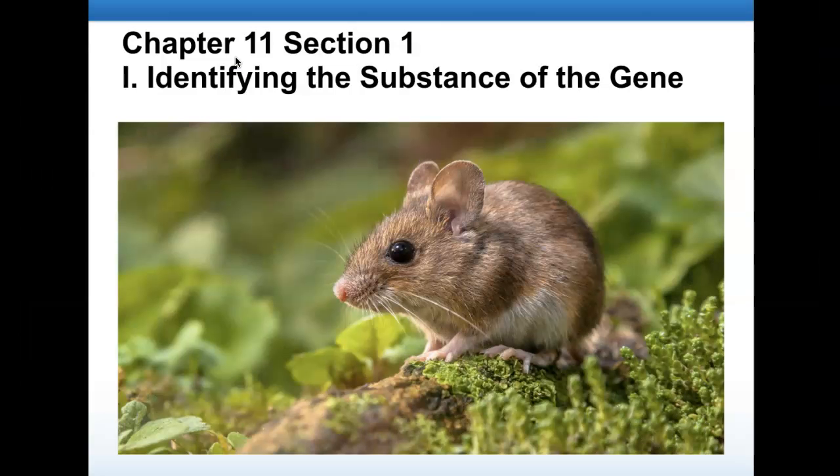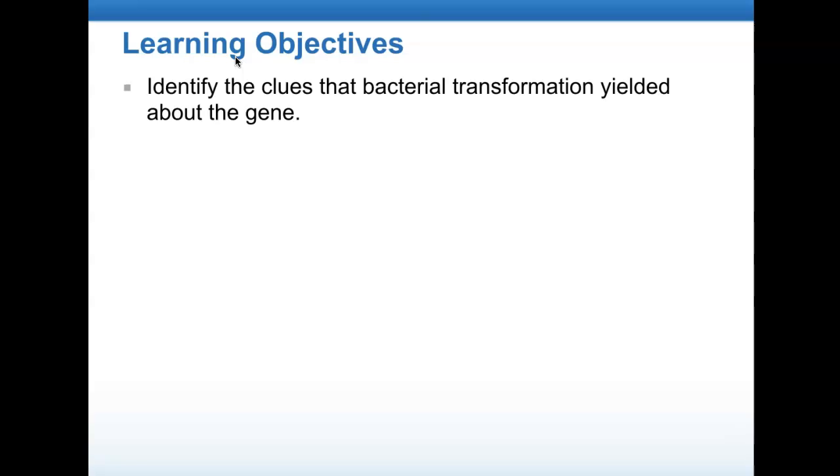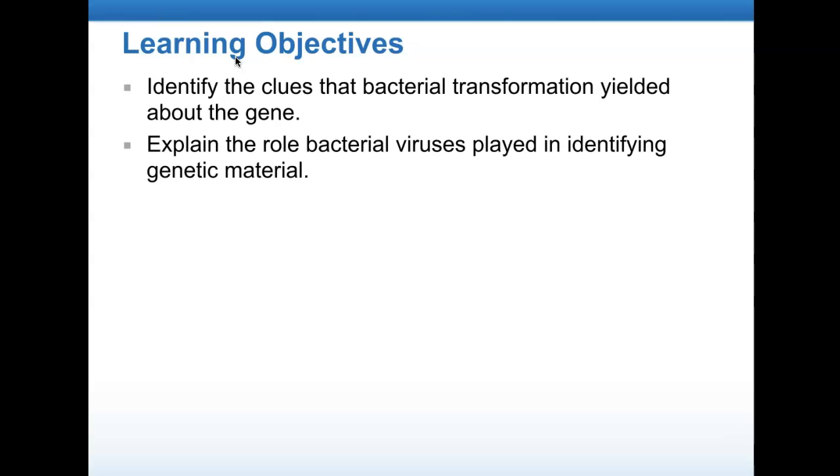Chapter 11, Section 1, Identifying the Substance of a Gene. Identify the clues that bacterial transformation yielded about the gene. Explain the role bacterial viruses played in identifying genetic material. And describe the role of DNA in heredity.